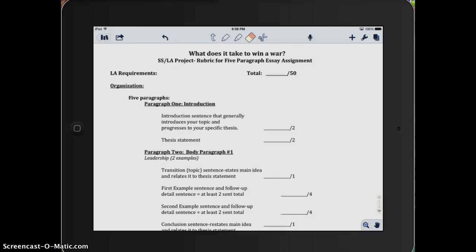This is a video to show how to use a rubric to evaluate a piece of writing. So let's use this rubric for "What does it take to win a war?" A 5-paragraph informative essay. Take a look at paragraph 1, the introduction.